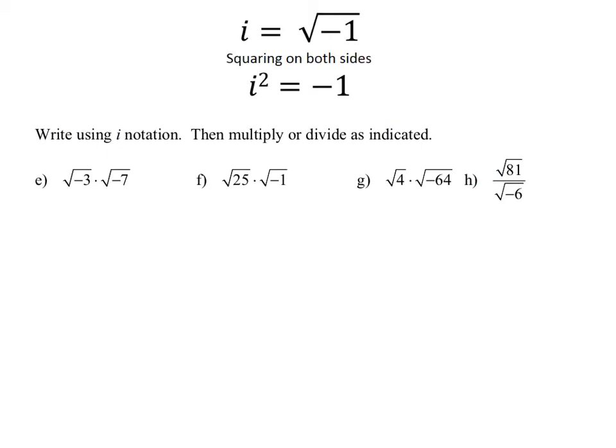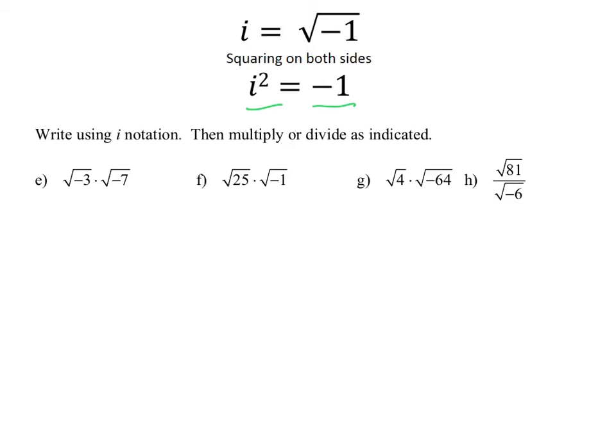For these examples, we're writing using i notation. Then we're going to multiply or divide as indicated. Now, since i is equal to the square root of negative 1, by squaring both sides, we end up with i squared is equal to negative 1.